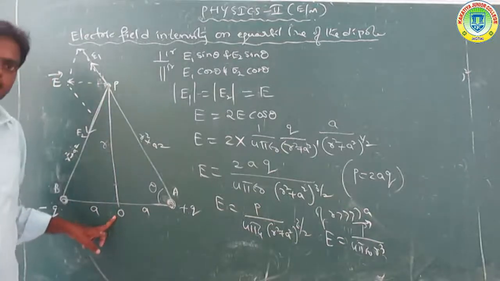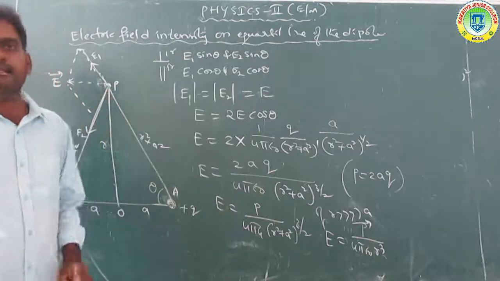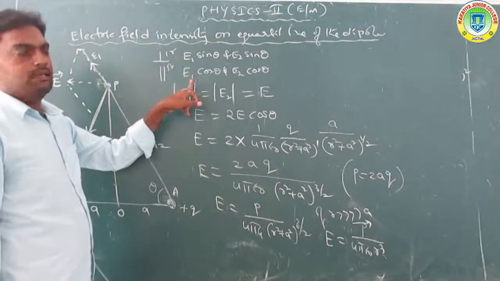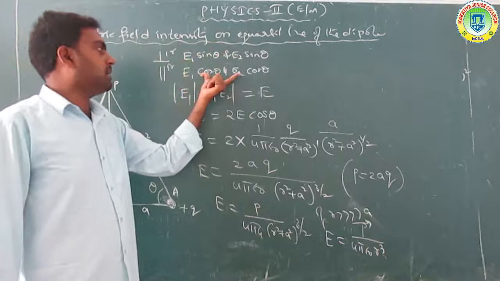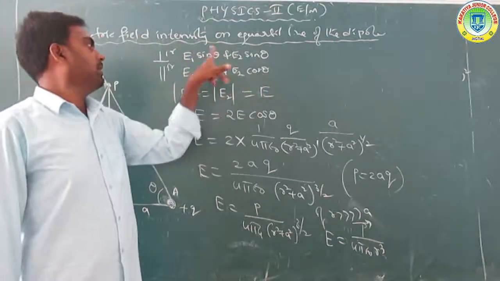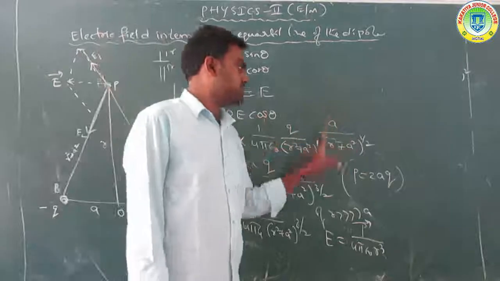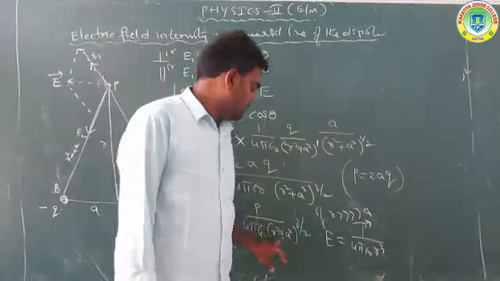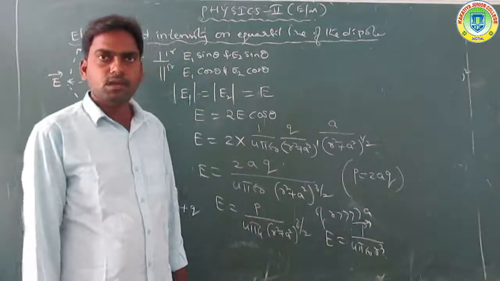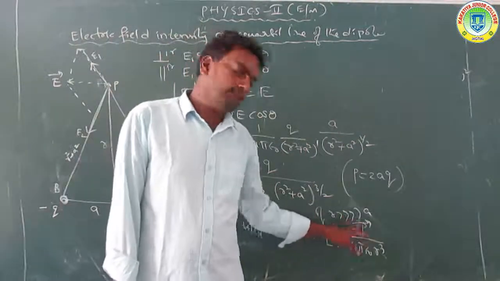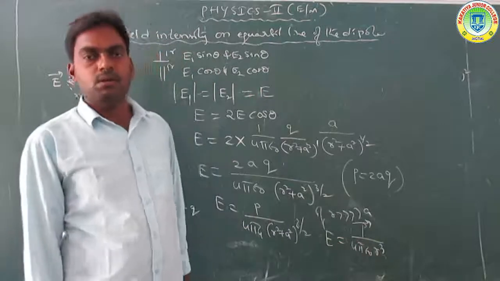The pattern is similar for the axial line and the equator line, but with one change. On the axial line there is only a single component, while on the equator line two components act, perpendicular and parallel. The perpendicular components cancel and the parallel components add: E1 cos theta and E2 cos theta. Since E1 equals E2, which is E, this gives 2E cos theta. Simplifying, E is equal to P by 4 pi epsilon r square plus a square to the power of 3 by 2. If r is greater than a, E is equal to P by 4 pi epsilon r cube.